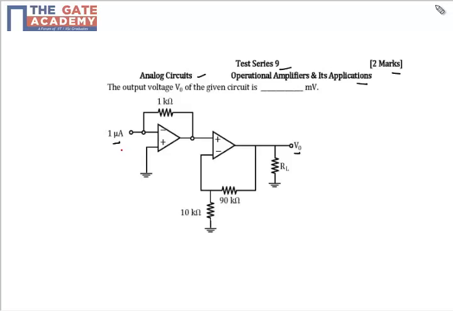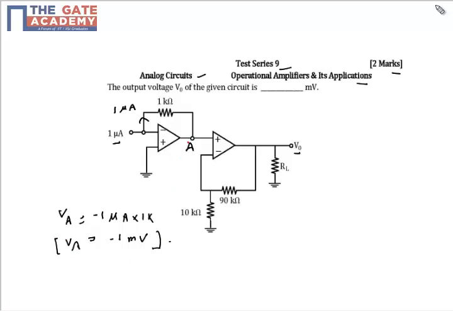Friends, we know that in case of an ideal op-amp, the input current of the op-amp is 0. So this entire 1 microampere current is going to flow across this 1 kilo ohm resistor. Let us name this node as node A. So the voltage at node A, VA, will be 1 microampere multiplied by 1k with a minus sign, which is nothing but minus 1 millivolt. So my VA will be minus 1 millivolt.